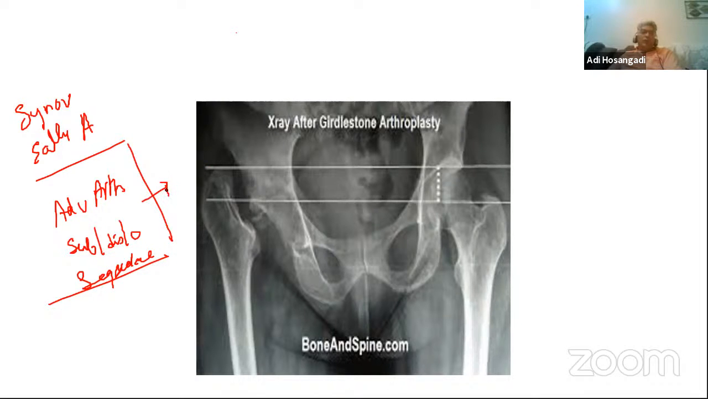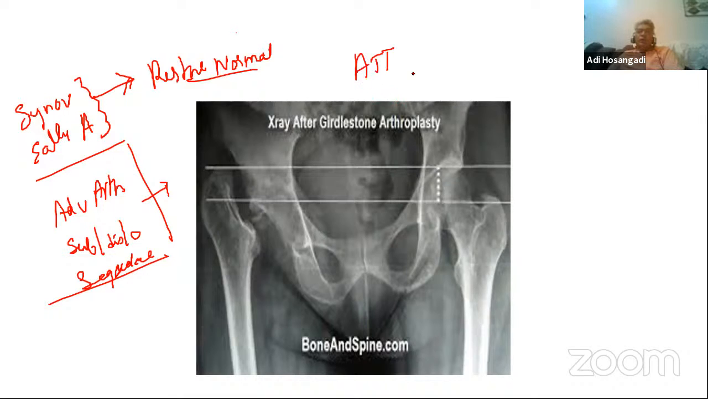The total hip replacement, arthrodesis, or excision arthroplasty. In synovitis and early arthritis, our goal should be to restore the normal hip, where we will not remove the original bones. Native bones are restored, native joint is restored. And how do you do that? You start ATT. Of course, you know the regime, which I will not go into.